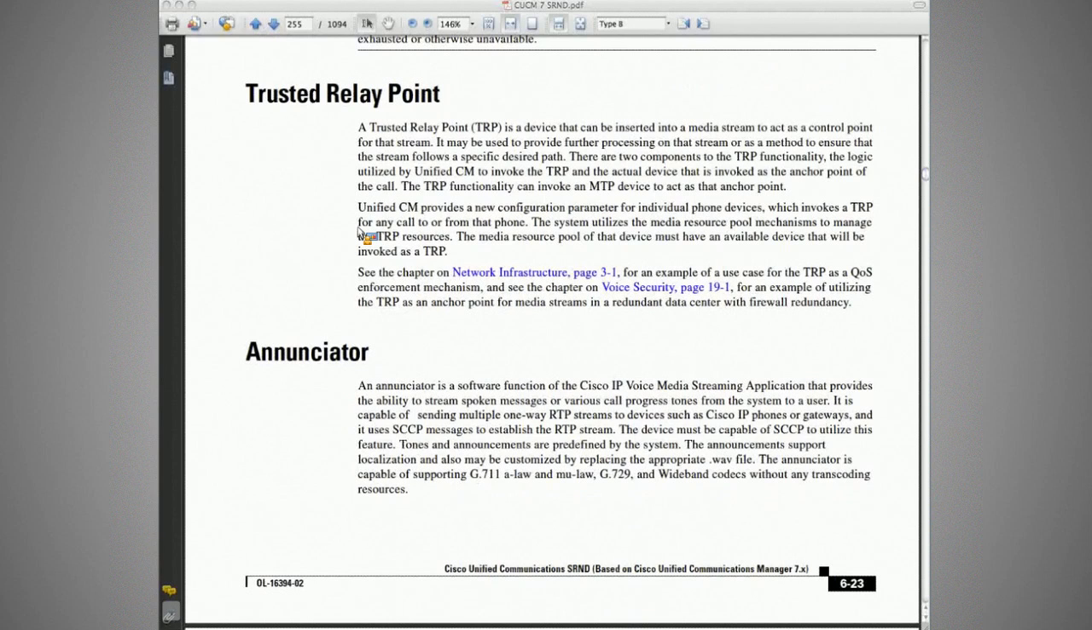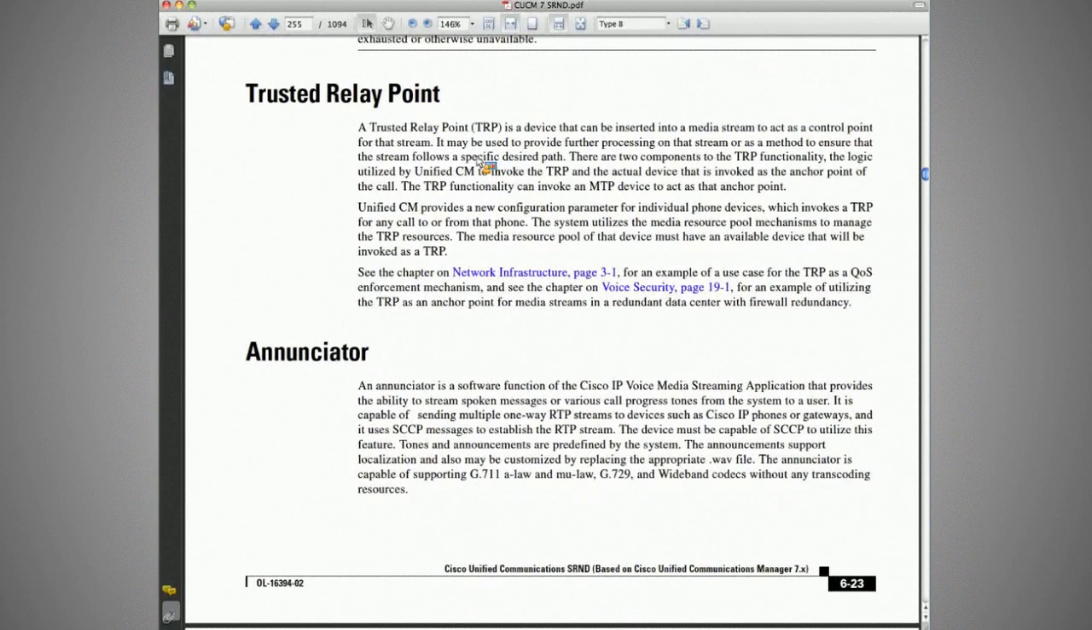So an MTP terminates media. We know that much. We know it's typically used for supplementary services. What is this new thing called a trusted relay point? Well, a trusted relay point is an MTP. It does terminate the media. It can be inserted into a media stream to act as a control point for that stream.